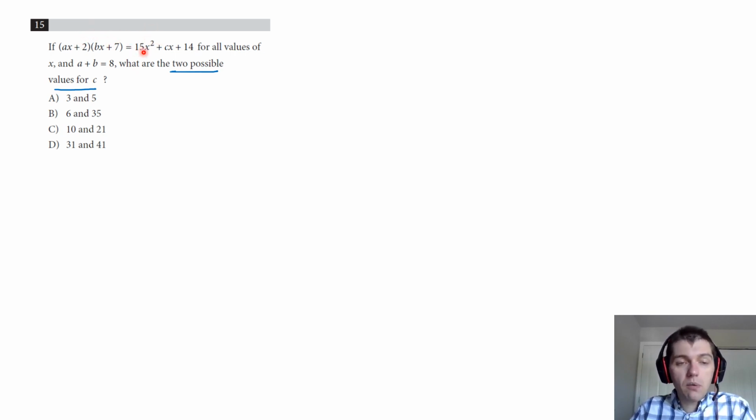On the right, is there any way to factor this? Not easily because of that c. So you look at the left, we'll multiply these through to get that x squared term plus x plus constant form to move forward into the solution.